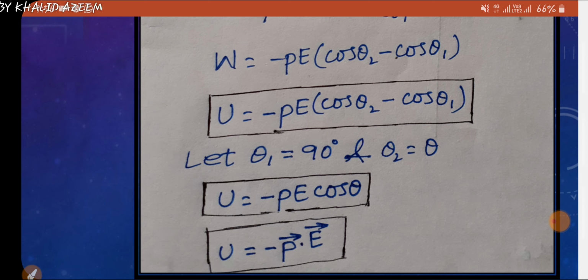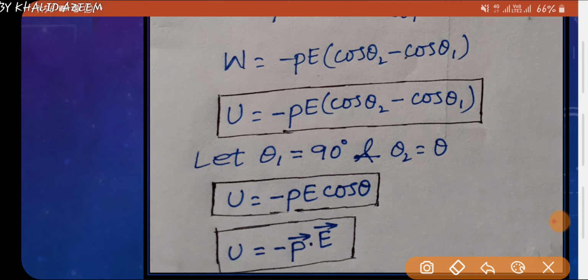Or we can say, if one angle is given, then we will use this formula, and if two angles are given, then we will use this formula.